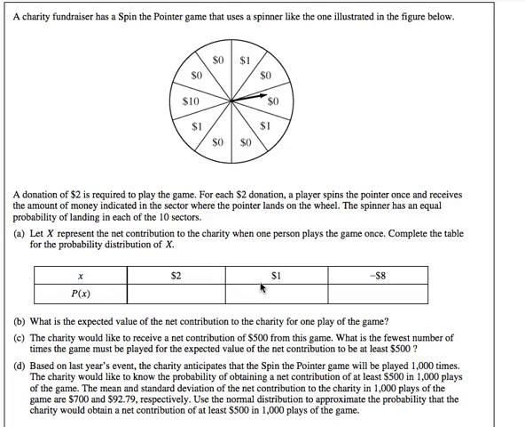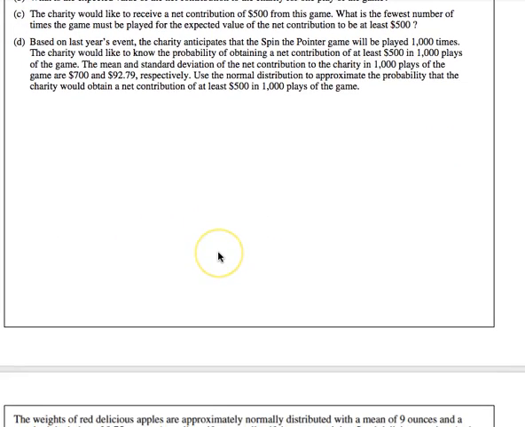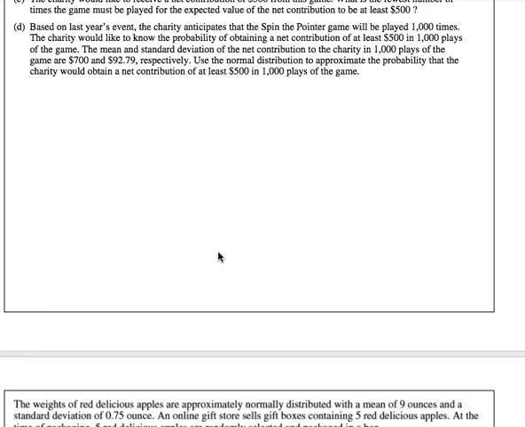So part D says, based on last year's event, the charity anticipates that the Spin the Pointer game will be played 1,000 times. The charity would like to know the probability of obtaining a net contribution of at least $500 in 1,000 plays of the game. The mean and standard deviation of the net contribution of the charity are 700 and 92.75 respectively. Use the normal distribution to approximate the probability that the charity would obtain a net contribution of at least $500 in 1,000 plays of the game.